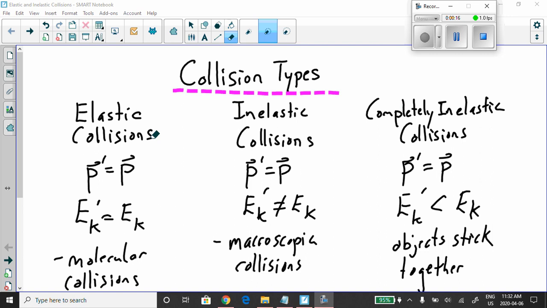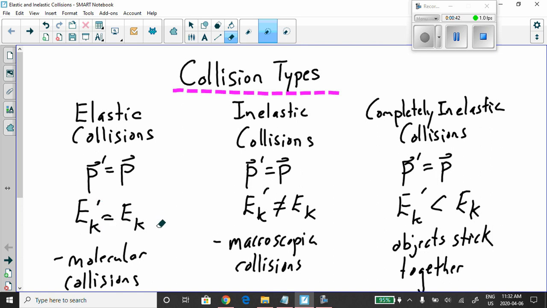The first one is called elastic collisions. How are they defined? Well, elastic collisions is where momentum is conserved. Momentum after the collision is equal to momentum before the collision. P prime is equal to P. Kinetic energy after the collision is equal to kinetic energy before the collision. It's conserved. Ek prime after the collision is equal to Ek.